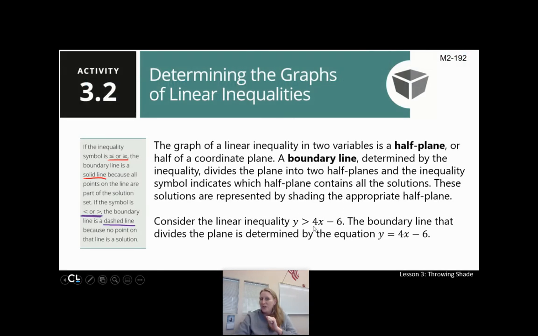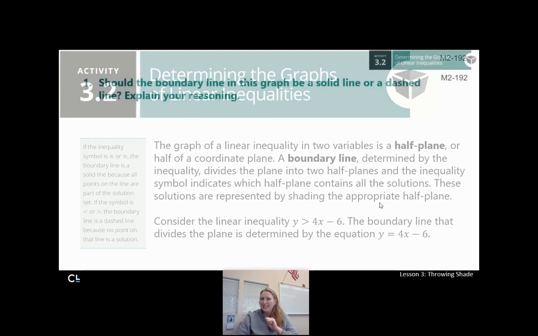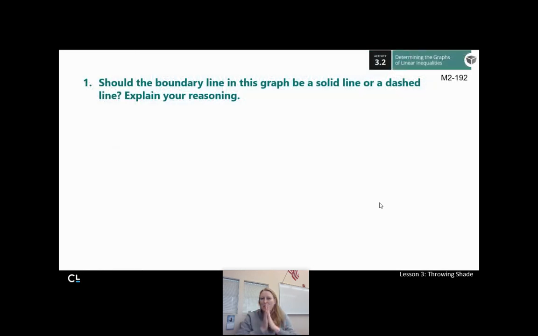Here's our little inequality: y is greater than 4x minus 6. Dashed line or solid line? Tell me why. Hit pause, write it down, and then hit play when you're ready to check your work.